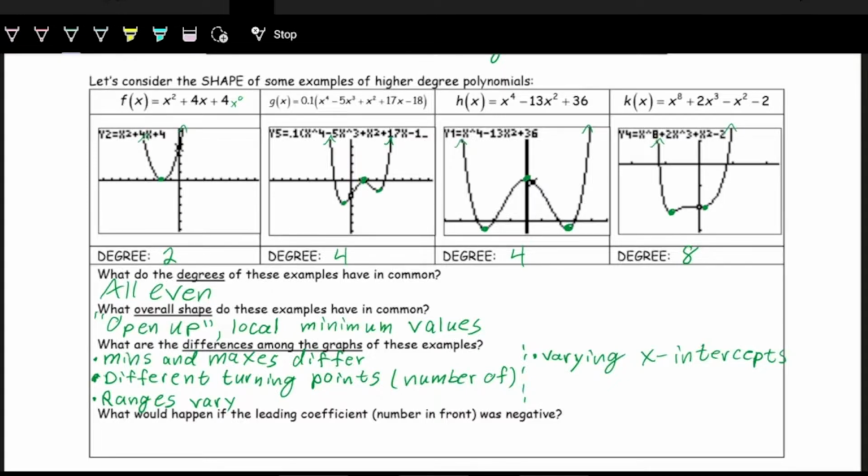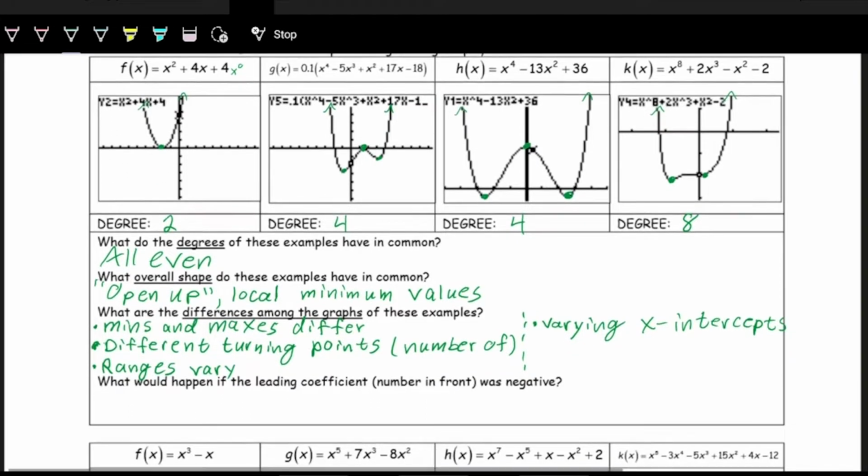We can think back to what happens with the quadratics when we make that a negative. When the a is negative on the quadratic, it opens down. It is a reflection over the x-axis. And it's kind of the same thing that happens with these ones. They will sort of flip upside down. So instead of opening up, they will now open down.